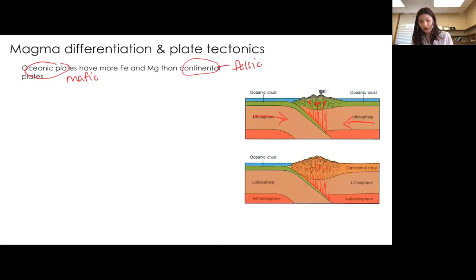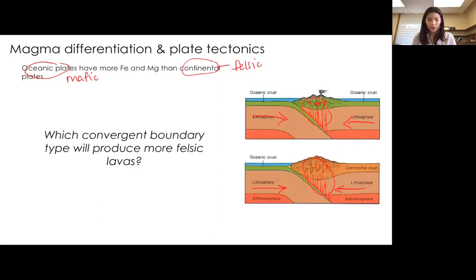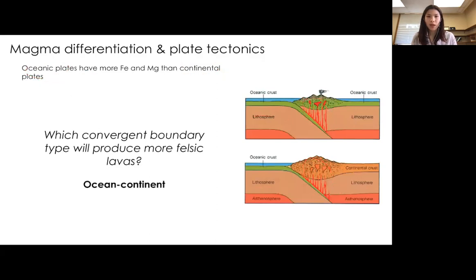with another oceanic crust. And then at the bottom, we have oceanic colliding with continental. If we look at the melt that is forming and creating volcanoes, which one of these do we expect to be more felsic? So once you have an answer, we'll move on to the next slide. We would expect ocean continent to produce more felsic lavas than ocean ocean.